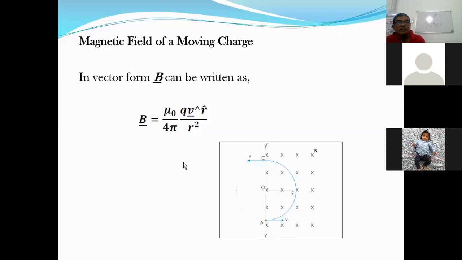Here, this equation: vector B can be written as mu naught over 4 pi, q v. V is called the velocity vector, and r is the direction of OP, the vector in that direction, divided by the distance r squared, the distance between the q and the P. So remember this, and by using this, sometimes we are deriving some expressions. The basic one is actually this.